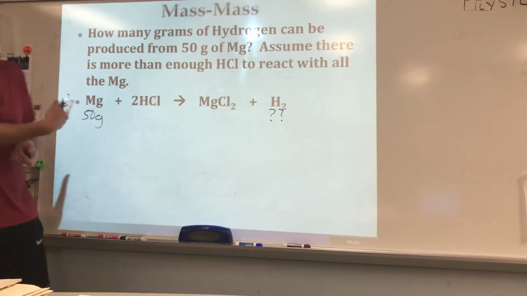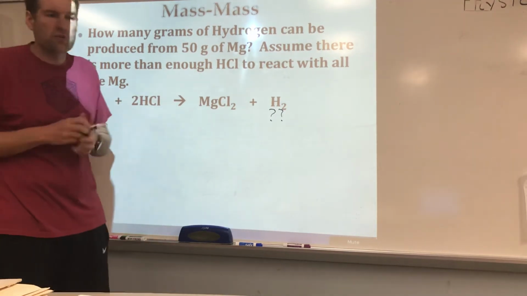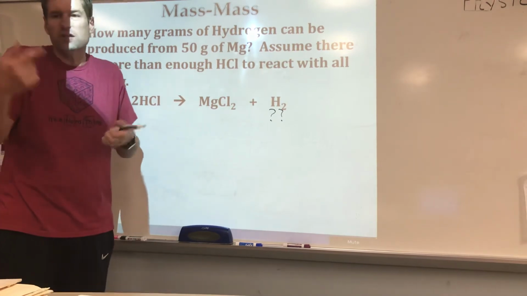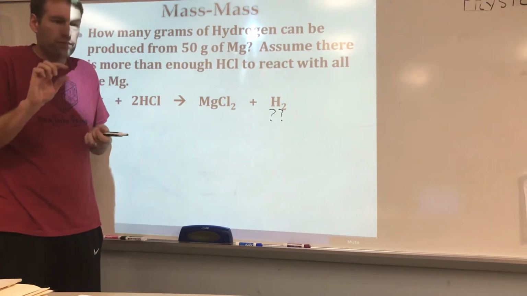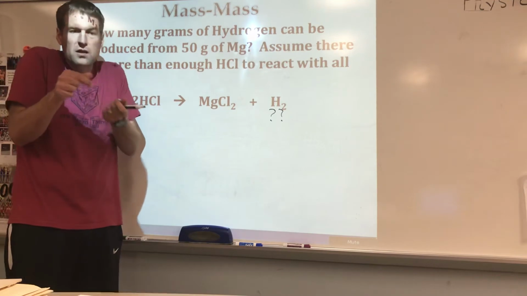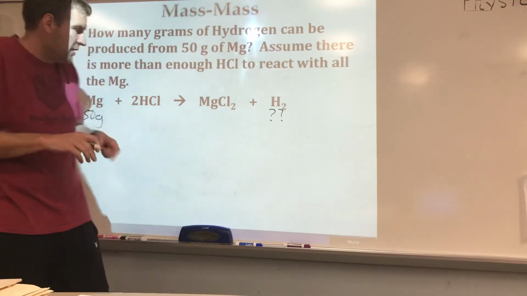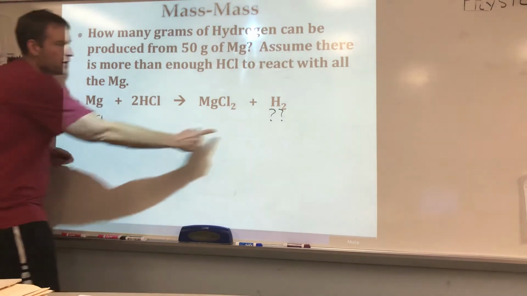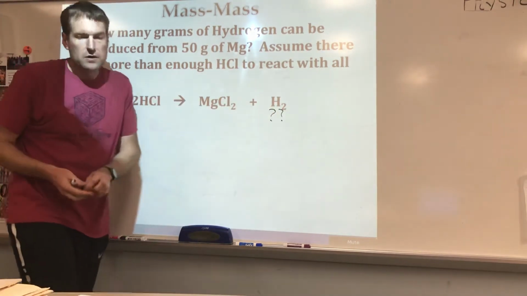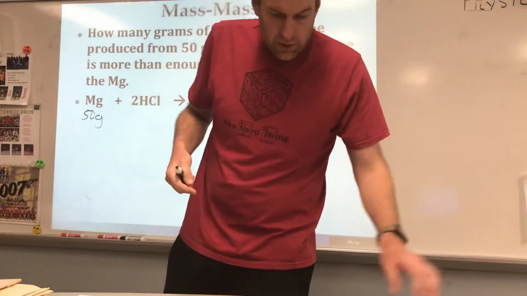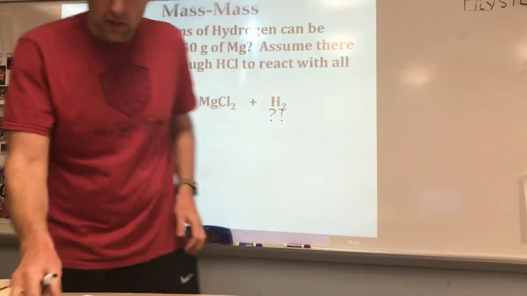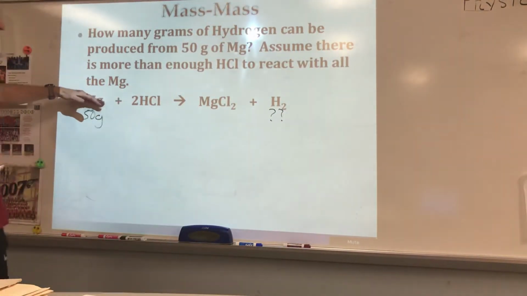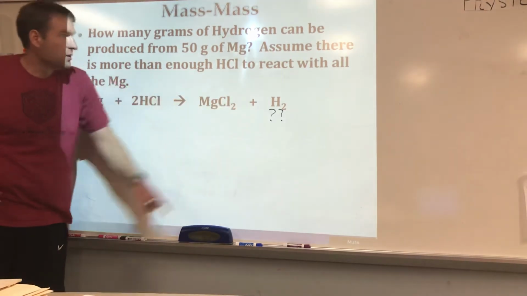This reaction is very similar to the ones we did in the well plate. We actually did this reaction. I put the small pieces of metal in there, and we put the different acids in. But if we had 50 grams, how much hydrogen would that produce? That's the question. So again, when you're doing these problems, what am I given and what am I trying to find?